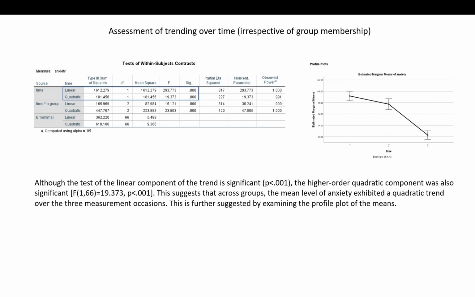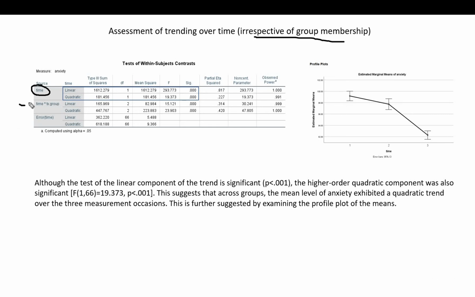So here we have tests of within-subjects contrasts, which allows us to assess the type of trending over time, irrespective of group membership. So this first row right here for time, this is basically what I'm talking about when I say irrespective of group membership.